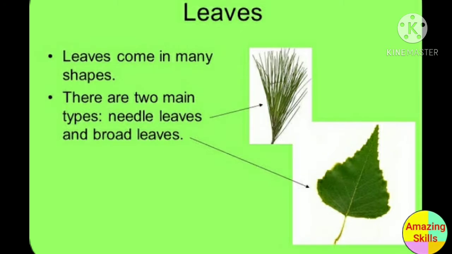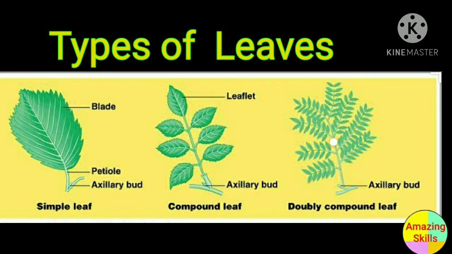Children, next, some important things about leaves. Let us see. Leaves come in many shapes. There are two main types, needle leaves and broad leaves. And you can see many more types and shapes of leaves around your houses. Children, next we will see types of leaves.